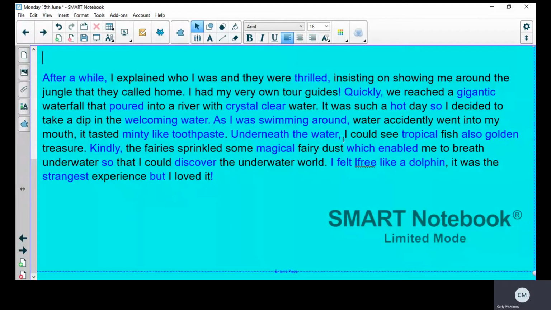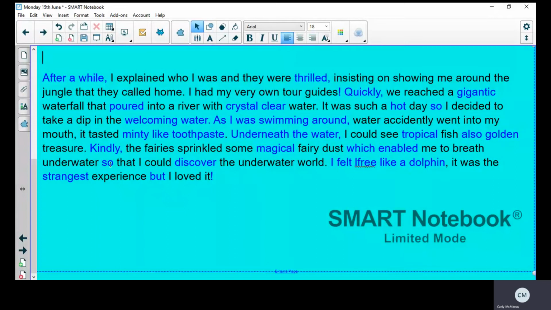Underneath the water, that's my fronted adverbial. Tropical and golden are adjectives. And I've joined the sentences together using also, which is another word for and, because I'm extending the sentences. Kindly, so again, fronted adverbial for how. Magical fairy dust, which, so which is a conjunction, so it can join two sentences together. Here, enabled me to breathe. So instead of saying let me breathe, I've used the word enabled.